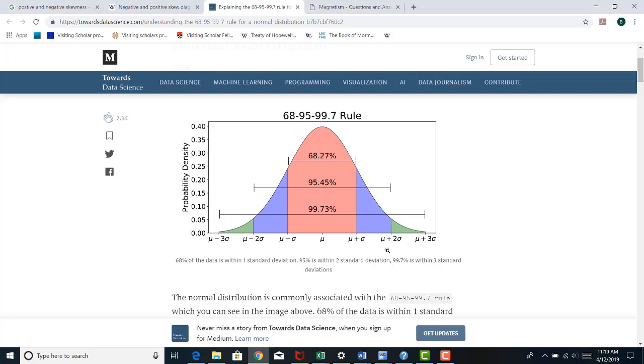Of course, 99.73% is between -3 and +3 standard deviations. So a couple of things here. As the standard deviation is bigger, then this distribution gets wider, right? And the probability of earning between -1 and +1 standard deviation, those values are going to be very far apart.